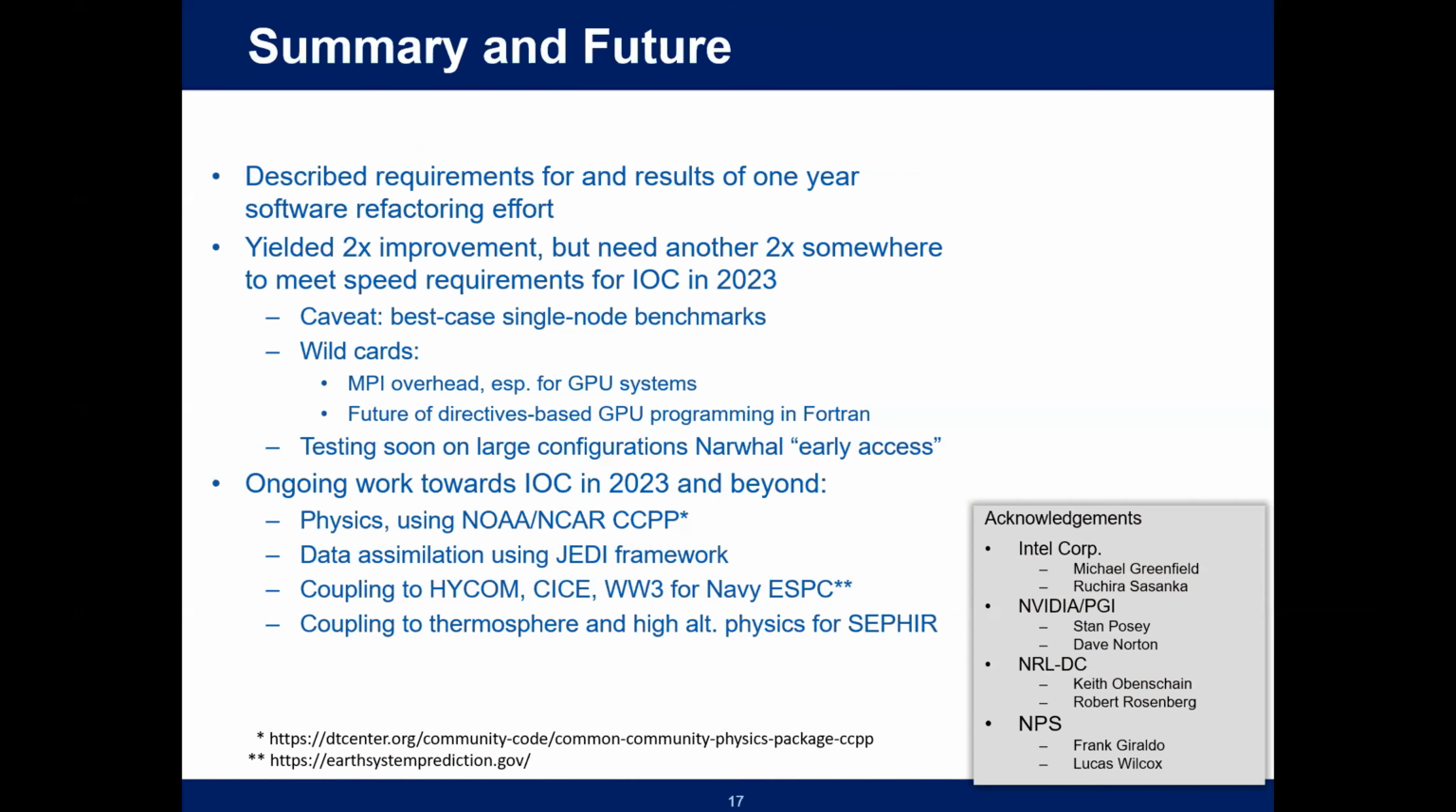So summarizing and wrapping up, I described the requirements for and results of a year-long software refactoring effort. We got a 2 times improvement, but we need another 2x somewhere to meet IOC. As I said, these are best case single node benchmarks. We have to test on larger configurations of Narwhal once we get early access. So the wildcards would be, how much are we paying for communication? And what are we going to do about directive-based GPU programming on Fortran? Do we have to take out all the type-bound procedures? That's in active discussion.